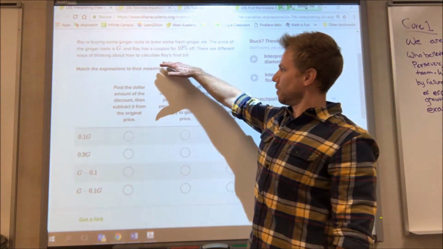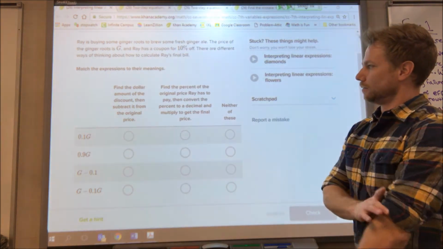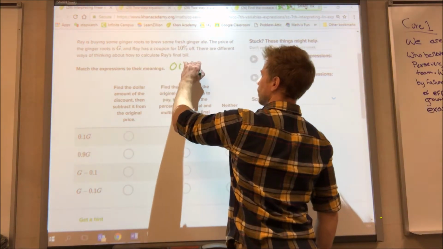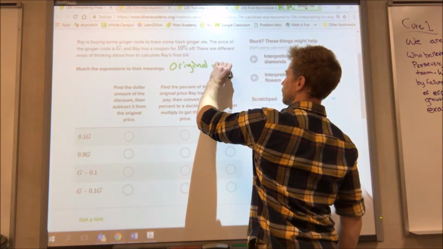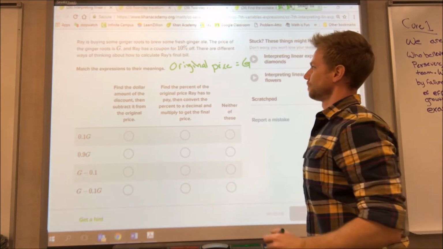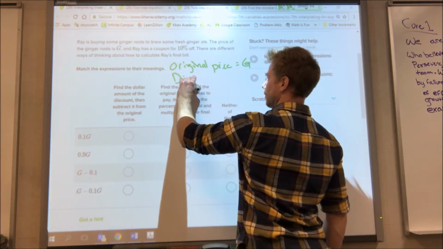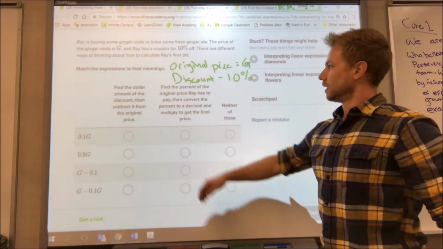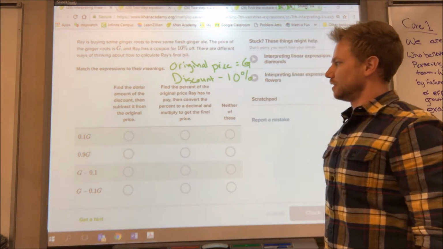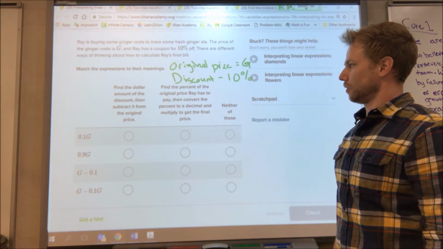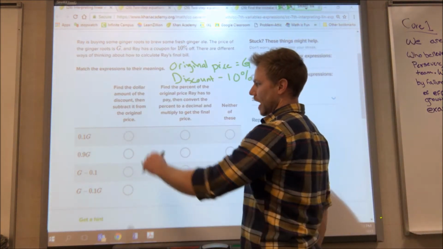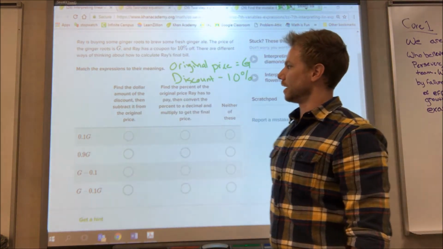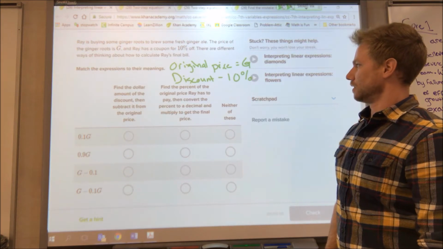There are different ways of thinking about how to calculate Ray's final bill. Okay, so let's just write some things down. Our original price is G, and we have a discount of 10%. Okay, it says find the dollar amount of the discount, then subtract it from the original price. Okay, and we have to do it in the order exactly as written there. So first, we need to find the dollar amount of the discount.